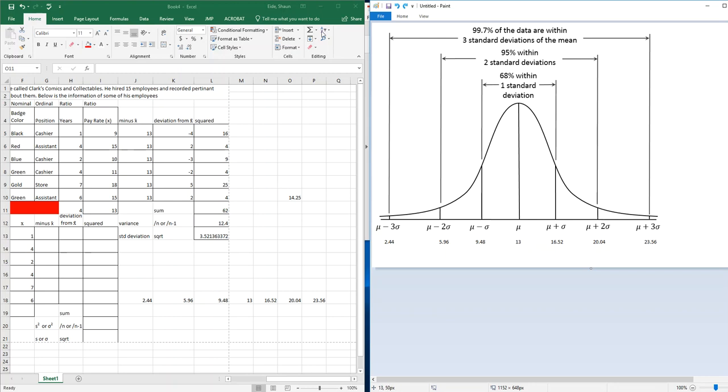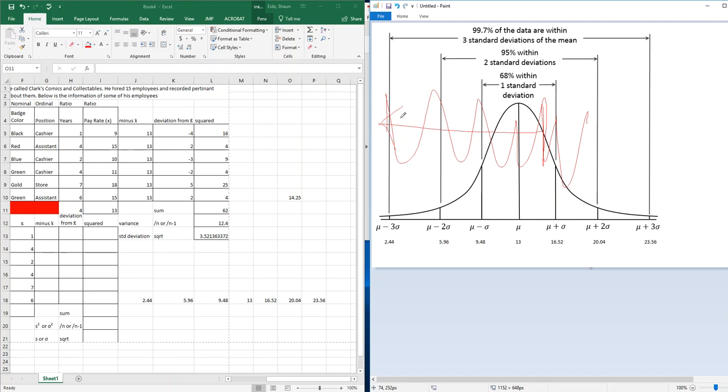Let's see if we can do this. Anything from here going that way would be 95, or 97.5%.